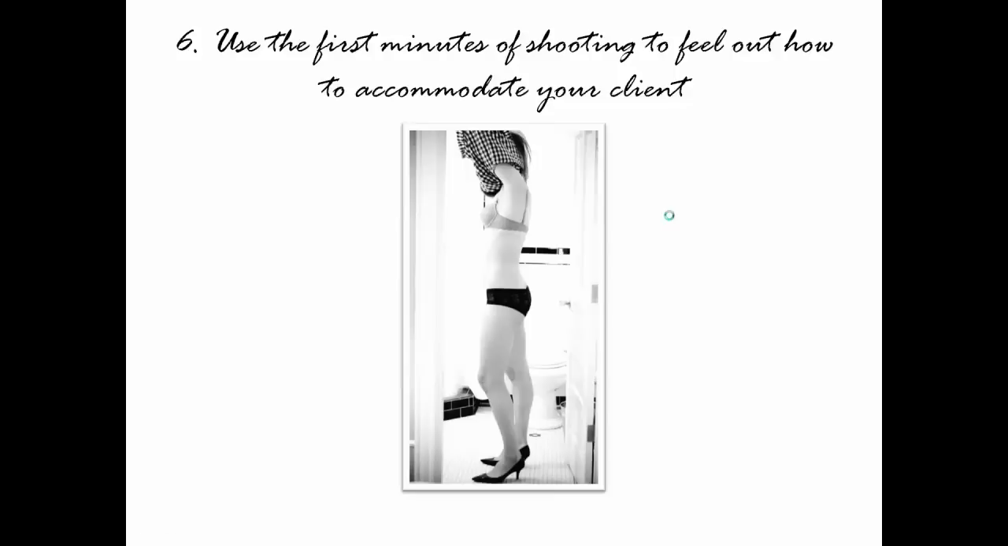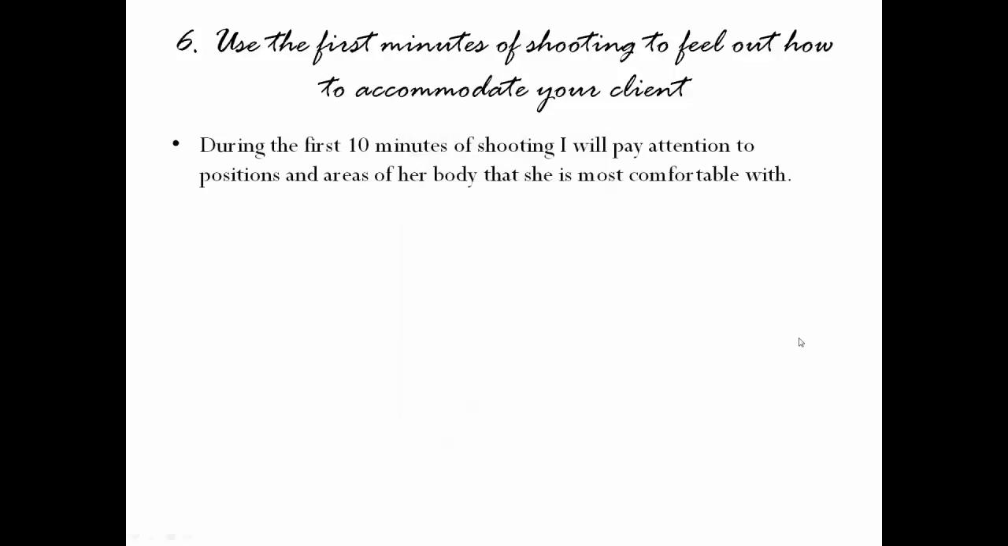So this means that during the first 10 minutes of shooting, I'll pay attention to positions and areas of her body that she's most comfortable with. So the first section of shooting I don't count as the money shots. My real goal during this time is to figure out how to make her comfortable, to discover what she's most comfortable with on her body, and to again set the tone of the shooting portion.